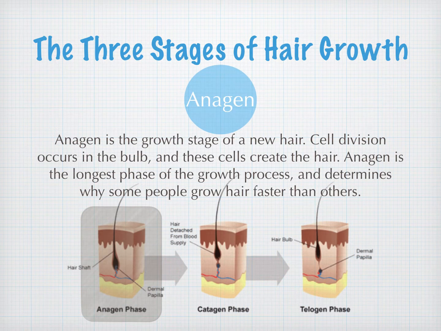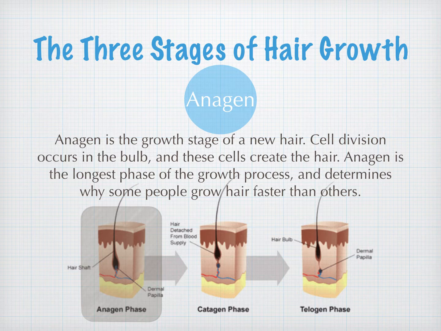Anagen, also known as the growth stage, is the first stage of hair growth. It is also the longest stage, lasting up to 6 years. Cell division is very active, creating hair cells that will become the hair shaft. The length of time the follicle is in anagen phase determines why some people's hair grows faster than others, or why some hair is more thin or coarse.